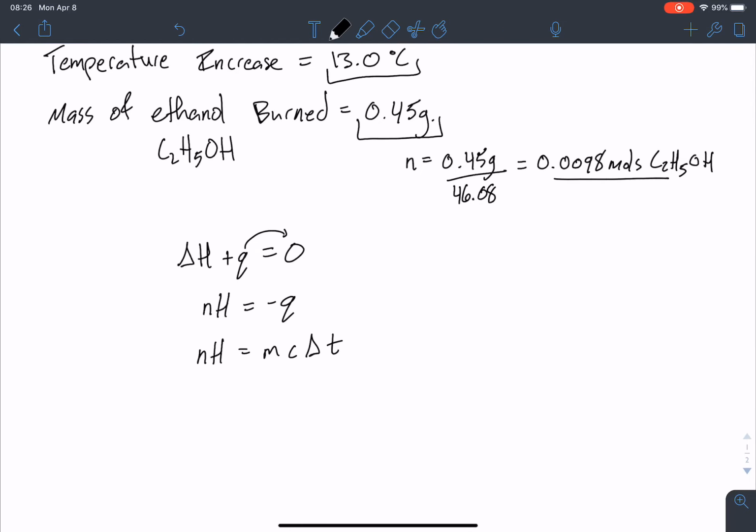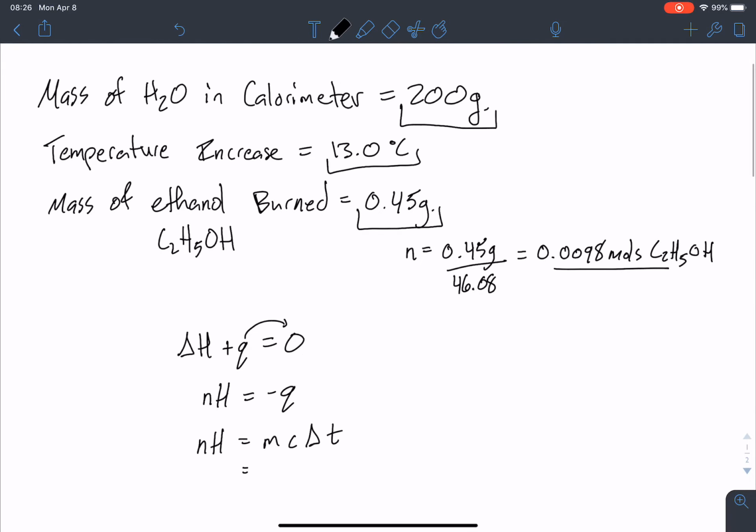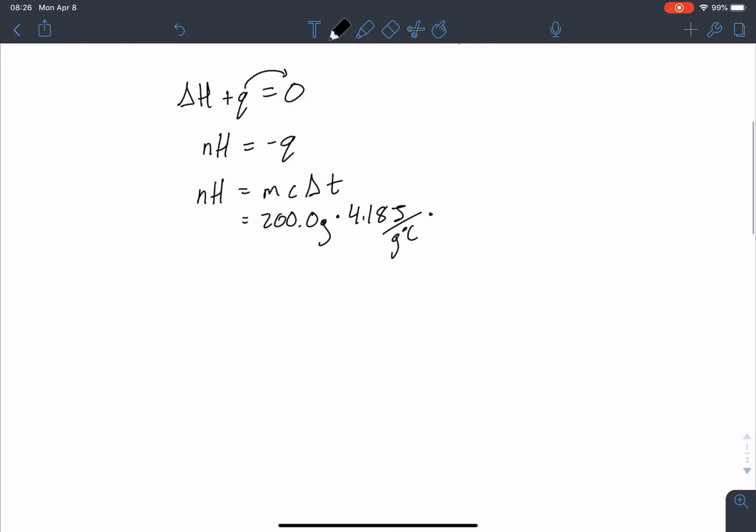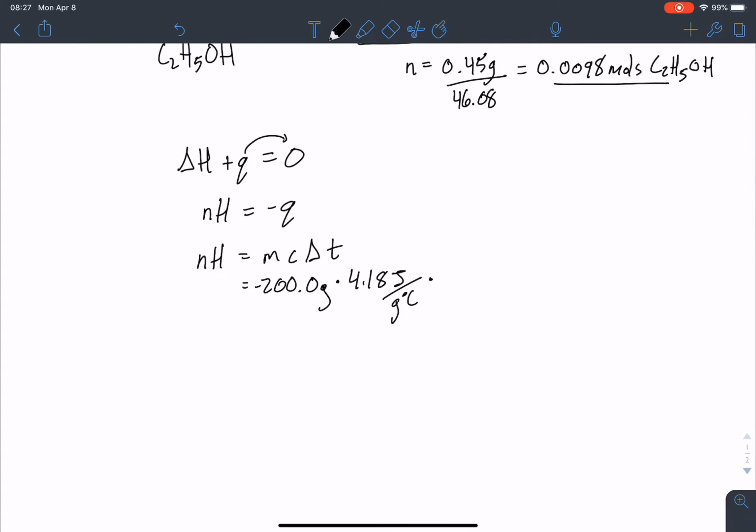Now, I know a lot of things about this. I know that the mass is 200 grams. So 200.0 grams of H2O times, I know the specific heat capacity of water is 4.18 joules per gram degrees Celsius. And I know the temperature change was an increase, right? So remember that this has a negative in front. So this is an increase of positive 13.0 degrees Celsius. So degrees Celsius will cancel, your grams will cancel, you'll be left in an answer in joules.